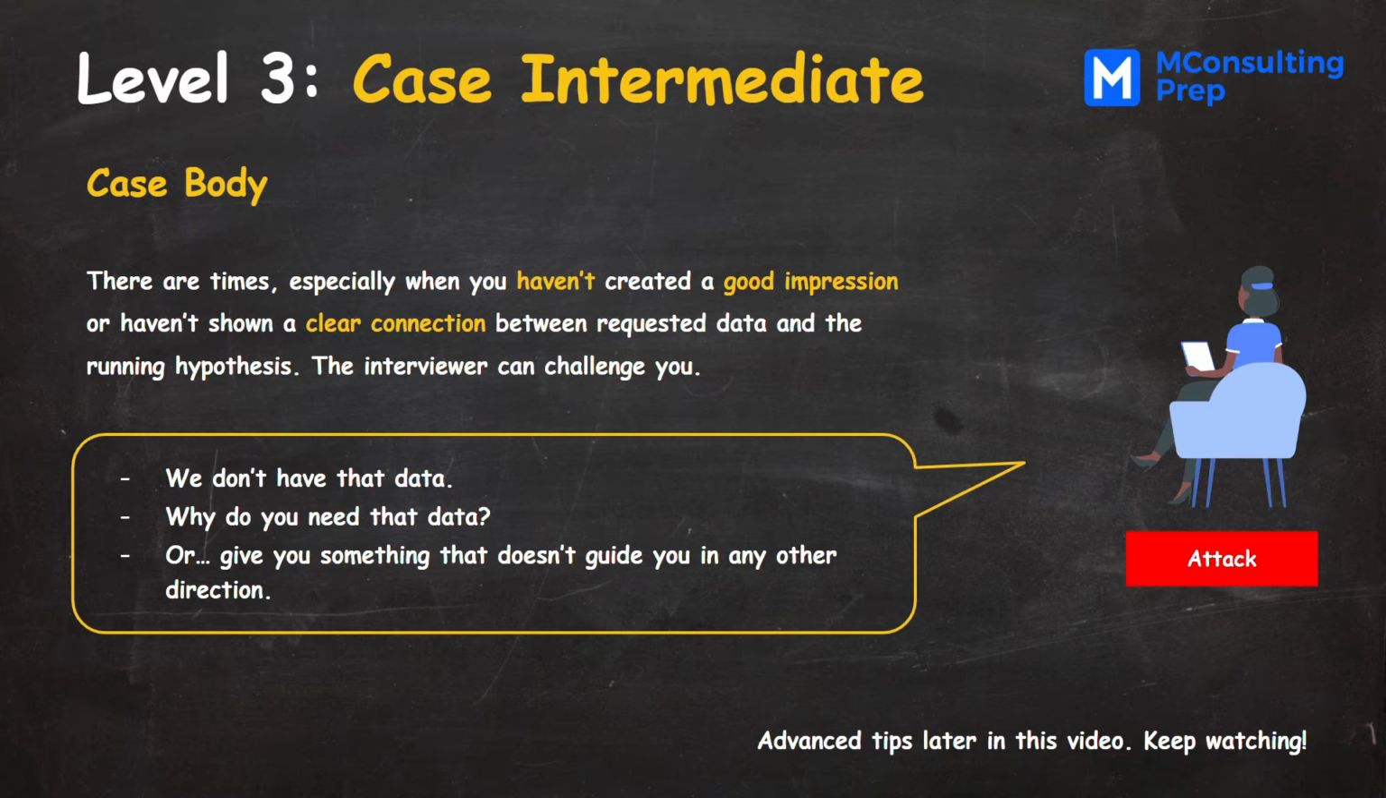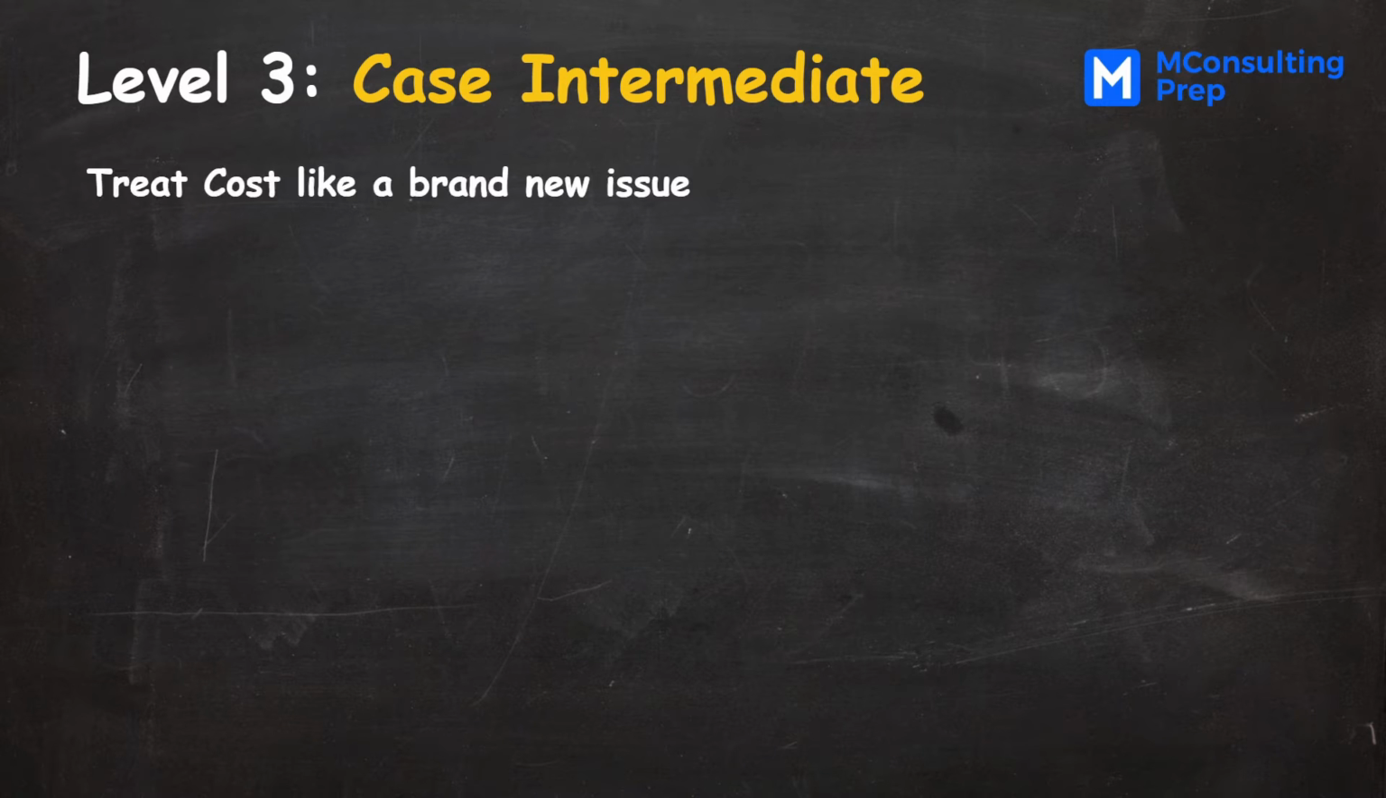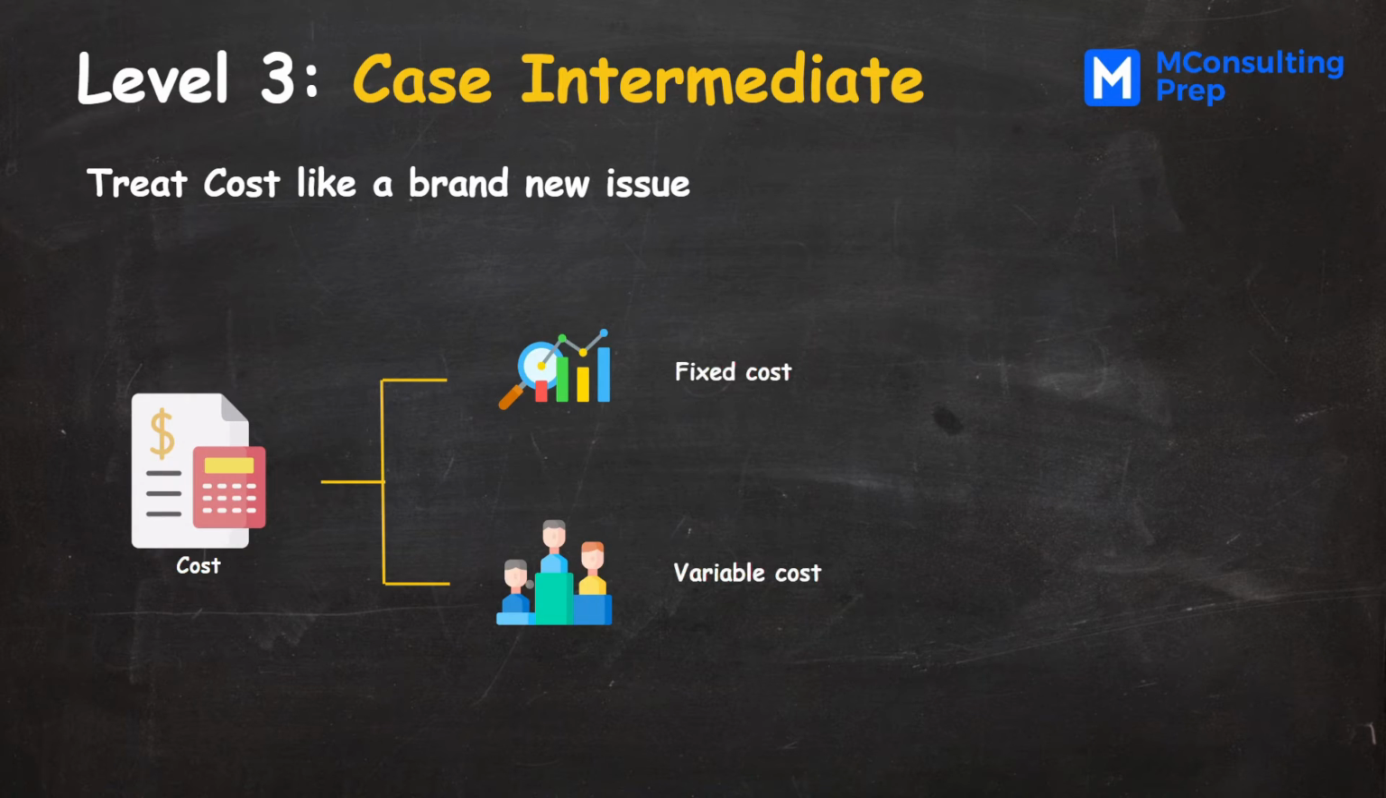Now let's say the data shows revenue looks good. You switch to cost to do the same testing and confirm that cost is relatively high. As I said in level 2, you repeat the process, treat cost like a brand new issue, and try to draw an issue tree to break down cost into fixed and variable sub-branches, just like those standard frameworks suggest.